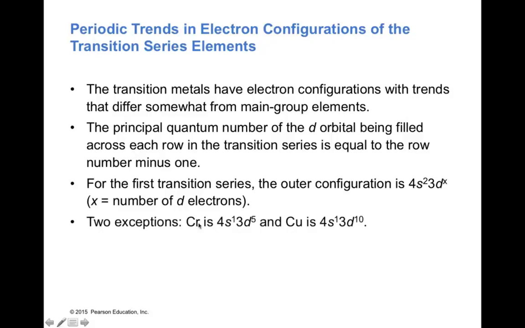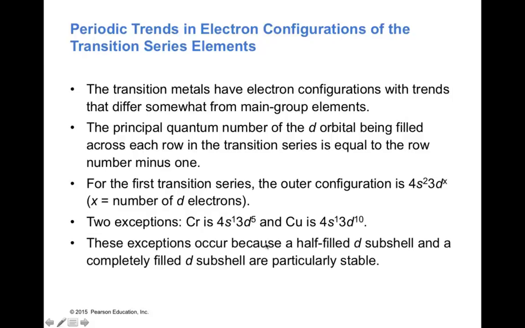There are 2 exceptions: chromium is 4s1 and 3d5, and copper is 4s1 and 3d10 instead of 4s2 and 3d9. But it's the same concept. You're going to see the 4s and the 3d instead of the 4s and the 4d.